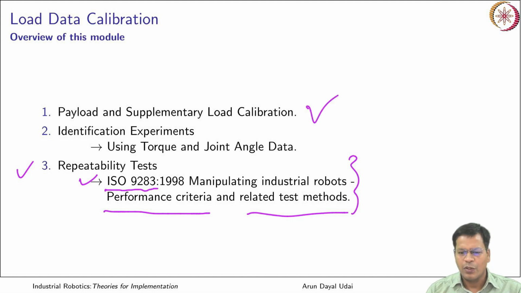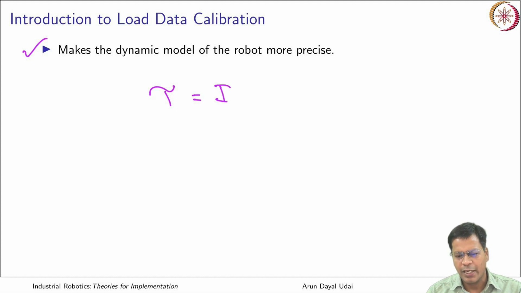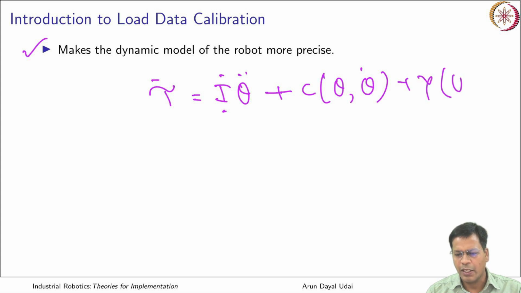That is today's lecture. Let me just introduce you to load data calibration: why it is important, how it is done, and so on. It makes the dynamic model of the robot more precise. You saw your dynamic equation of motion, which looked like this: tau equals I theta double dot plus C of theta, theta dot, plus the gravity compensation torque. Everything is a vector here, and those are a few matrices. I is a matrix. C is a function of theta and theta dot, and the gravity compensation torque is only a function of theta.